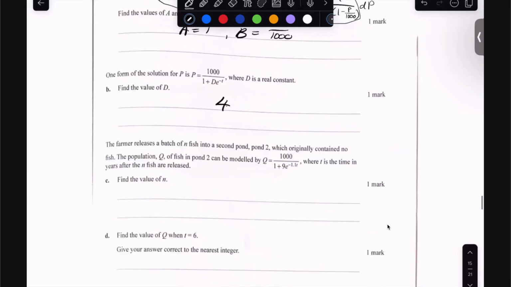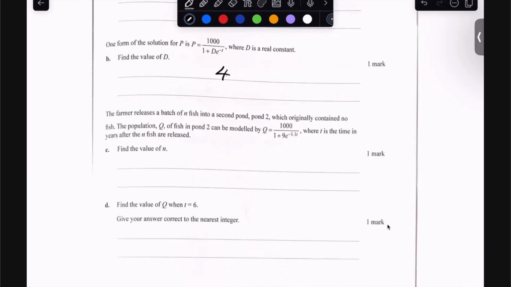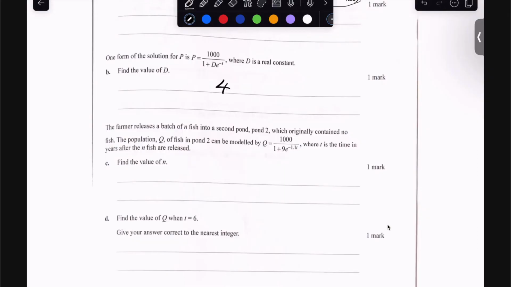The farmer releases a batch of n fish into a second pond, pond 2, which originally contained no fish. The population Q can be modeled by that equation. Find the value of n. Where's n? Oh, n fish. The population Q of fish in pond 2 can be modeled by that, where t is the time in years after n fish are released.